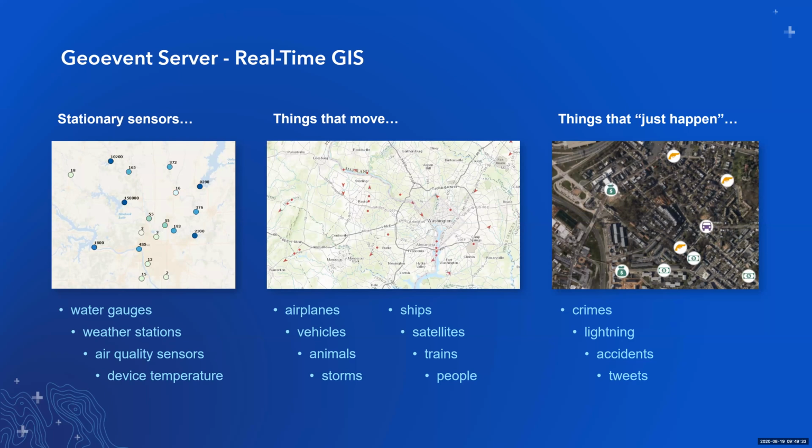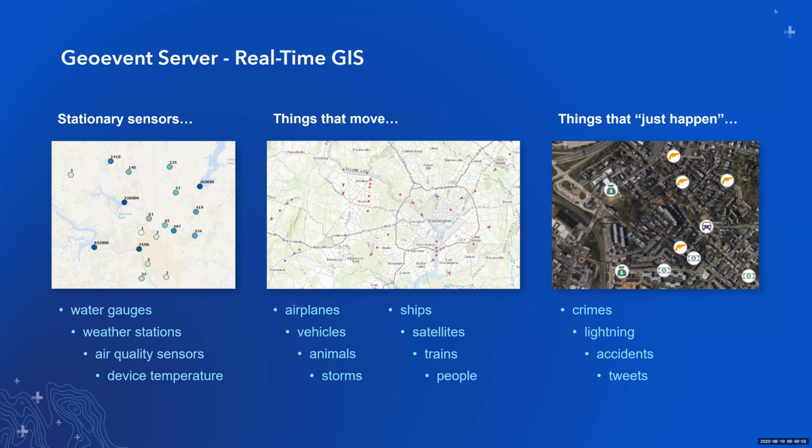We've also got things that move, like AVL systems. This is the most common situation of using GeoEvent server that we're dealing with right now, and that's mostly AVL, like vehicles, automatic vehicle locators for snow plows, police cars, construction vehicles, what have you. Very common. And on the right, the third example, the things that just happen.